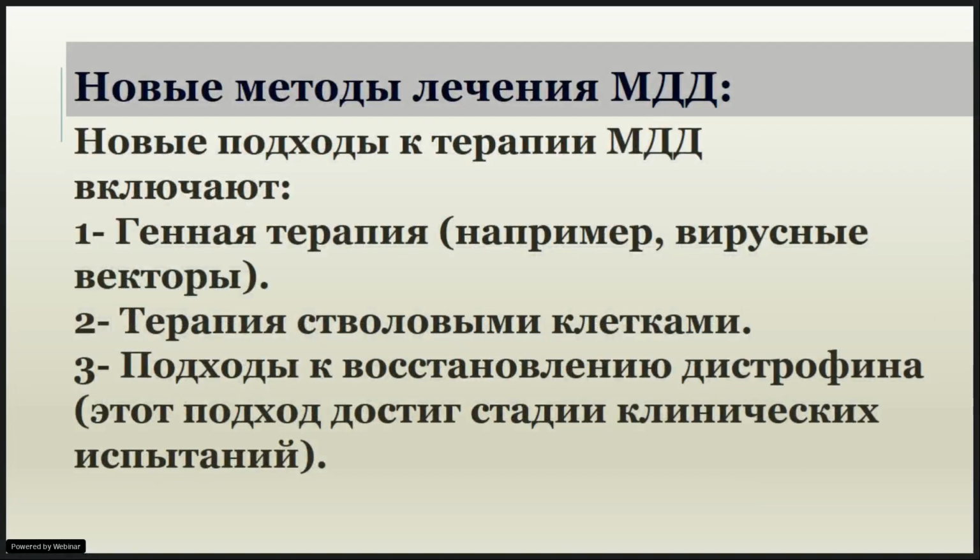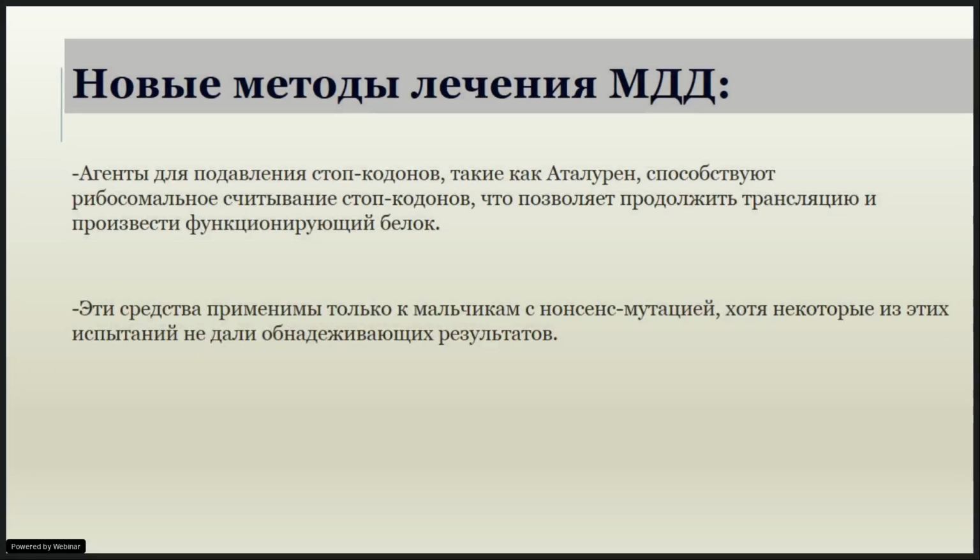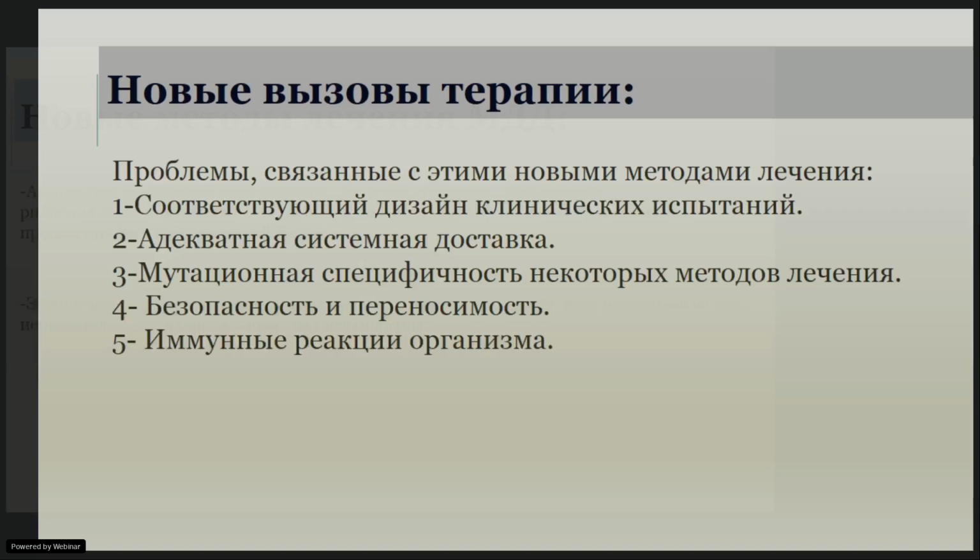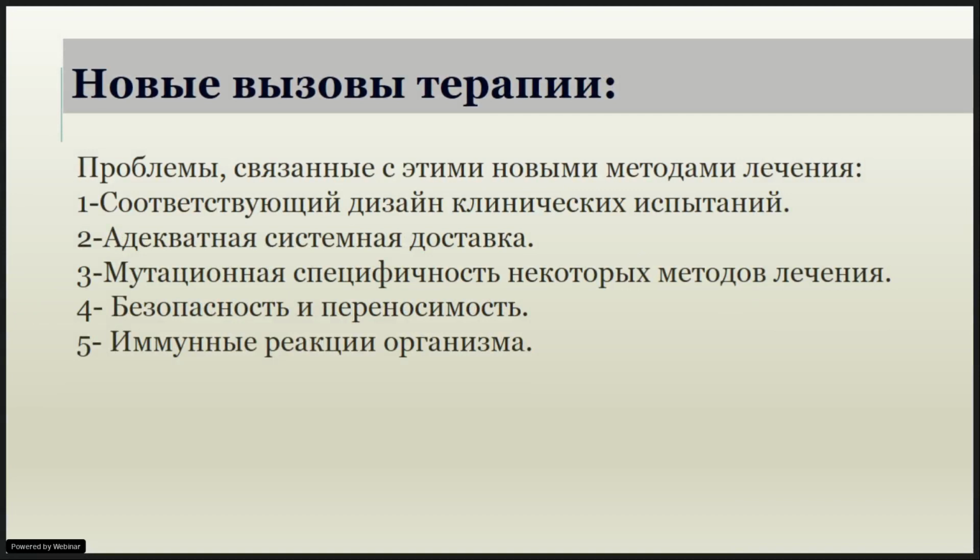What are the novel therapies for Duchenne muscular dystrophy? Here, some novel methods like gene therapy, stem cell therapy and dystrophin restoration approach have reached the clinical trials. And this is the promising new hope for this patient. Also, there is another method like stop codon suppression agent, which allows the continuation of production and translation of protein, and they are used in nonsense mutation.